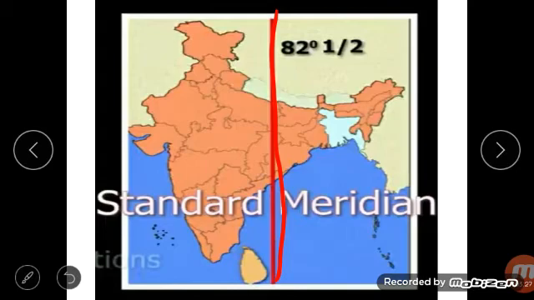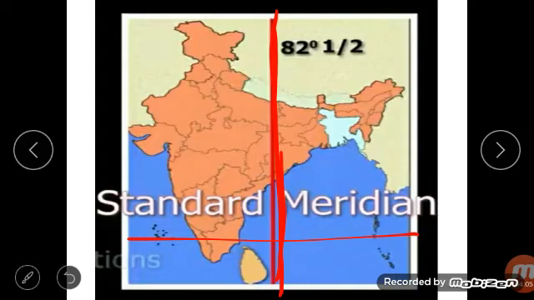Because it is creating confusion, every country has its own longitude. So to avoid confusion, a longitude which runs more or less through the center of the country, now we are talking about the country, not the world, is selected as the standard meridian. The local time of the standard meridian is used as the standard time for the whole country.